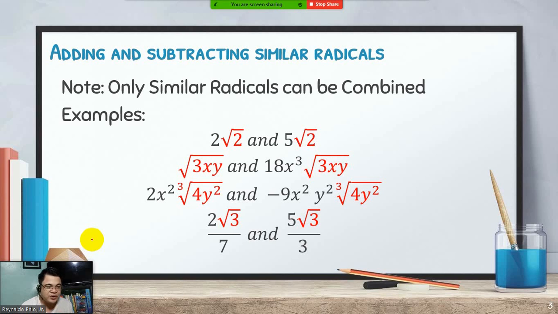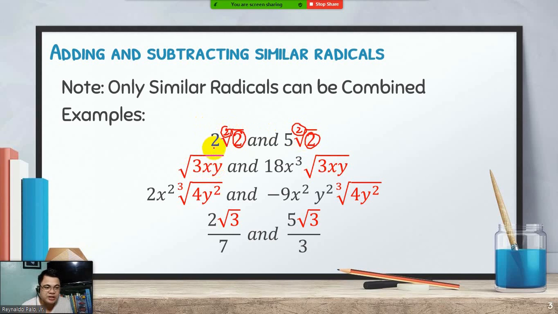The first thing is we have 2 square root of 2 and 5 square root of 2. As you can see, I have highlighted using a red pen the radicals. So we can say that radicals are similar if their radicands and indices are the same. Alright? So that's the thing that you're going to consider.